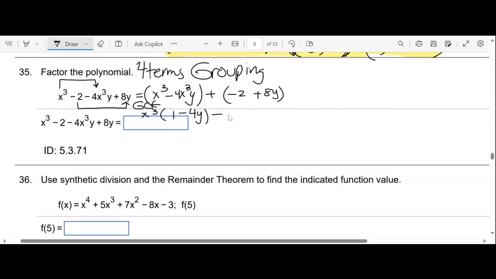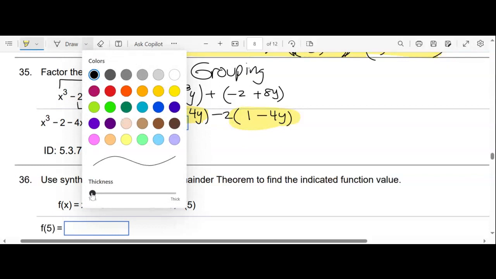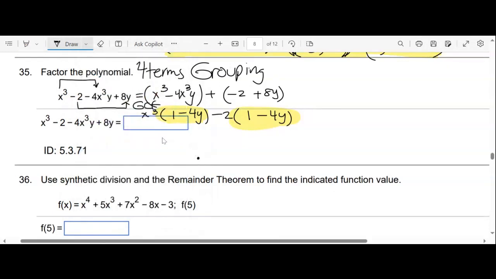What is the greatest common factor here? Negative 2. What's left? 1 minus 4y. Now do we have a common factor? Yes. What is it? 1 minus 4y. So 1 minus 4y.